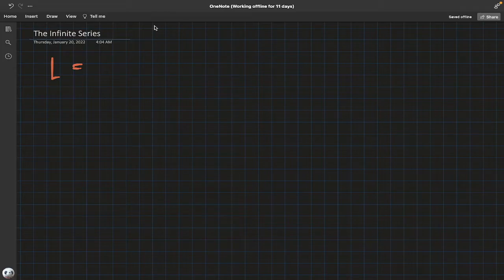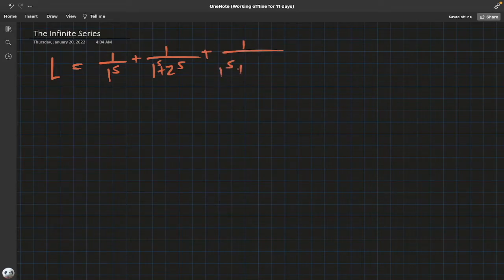Whatever we have, let's just call it L. L is 1 over 1 to the fifth, plus 1 over 1 to the fifth plus 2 to the fifth, plus 1 over 1 to the fifth plus 2 to the fifth plus 3 to the fifth, and so on. So how can we generalize this?